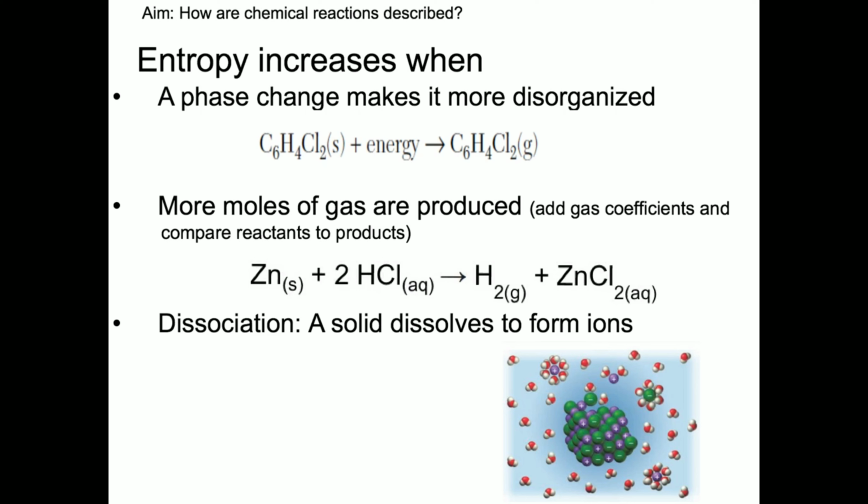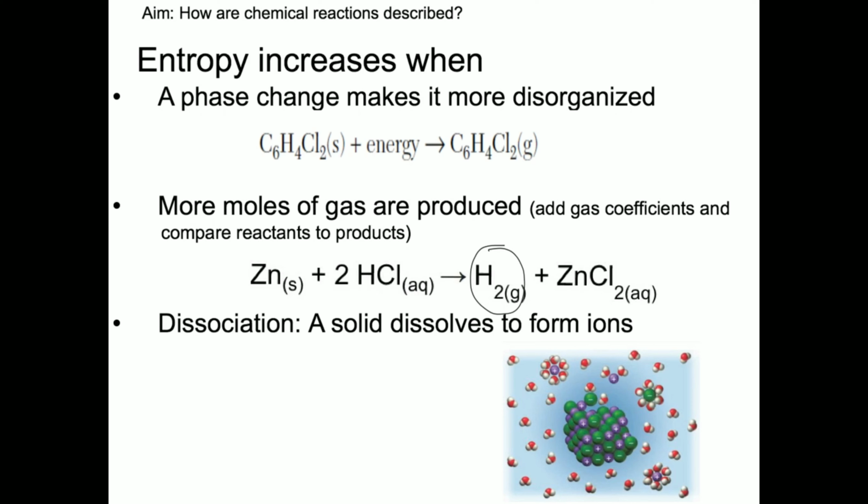There are 3 ways in which we can increase entropy. We can change the phase, we can create gas. So here in this chemical reaction where solid zinc reacts with aqueous hydrochloric acid, you can see that we are producing hydrogen gas. So this reaction begins with no gas on the reactant side and ends with gas being produced on the product side. The final way to increase entropy is to dissociate or dissolve something into water.